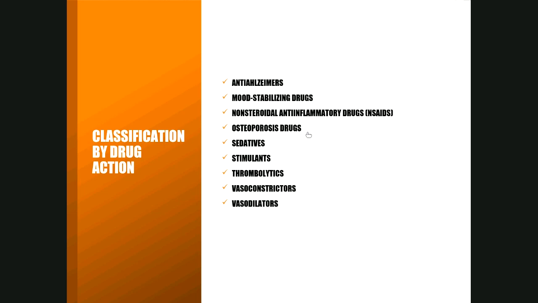Osteoporosis drugs are used to treat patients that have osteoporosis, which is a loss of mineral from the bone, making them weaker and increasing the patient's risk of pathologic fractures. Sedatives or hypnotics are used to produce different degrees of central nervous system depression, ranging from mild sedation to sleep. So your sedatives or hypnotics would be like your Ambien or your Lunesta.